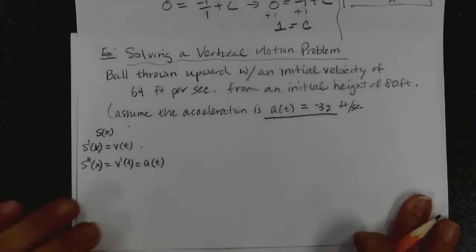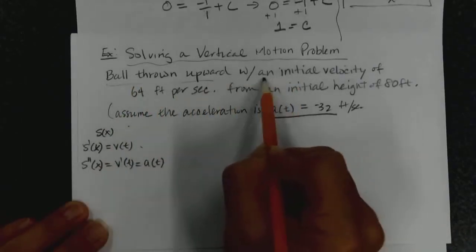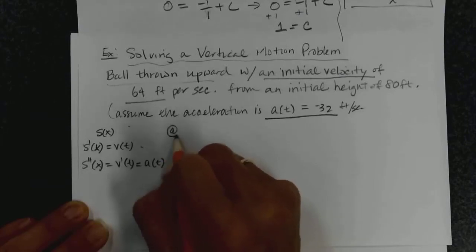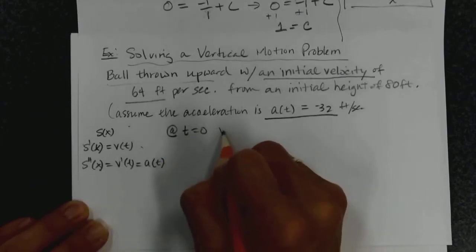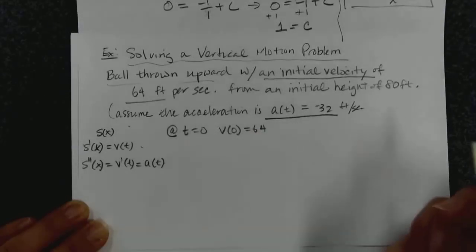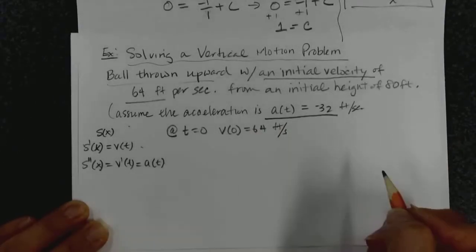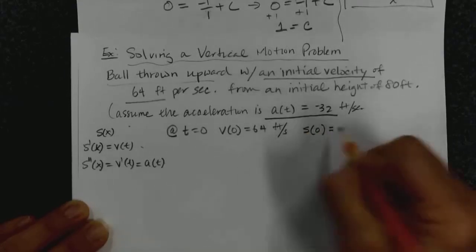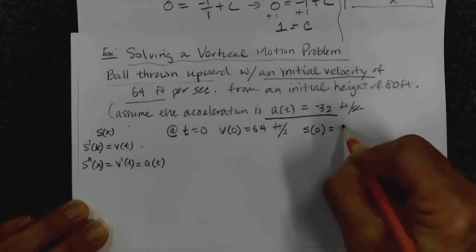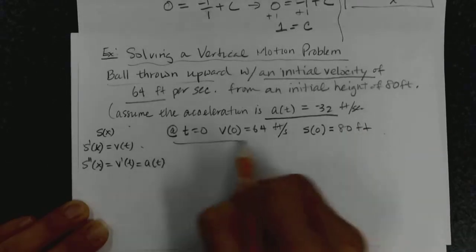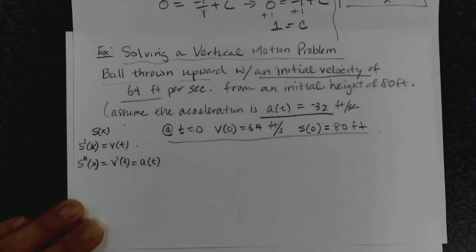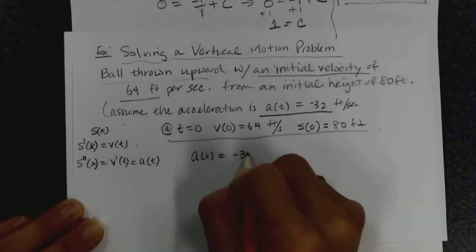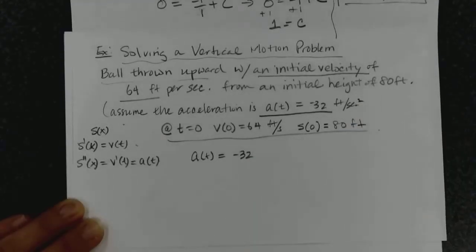Okay, so it says a ball is thrown up with an initial velocity of 64. So at t equals 0, the velocity at 0 is 64 feet per second. And also the initial position at 0 is 80 feet. So those are my initial conditions. Now, I have an acceleration of negative 32 feet per second squared.